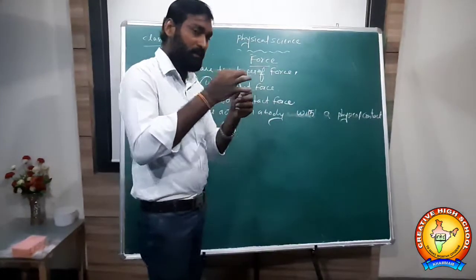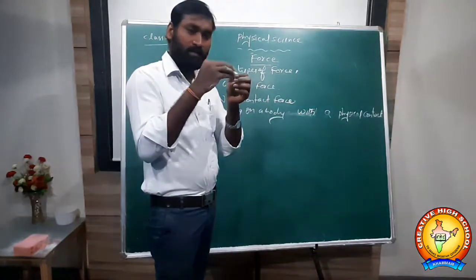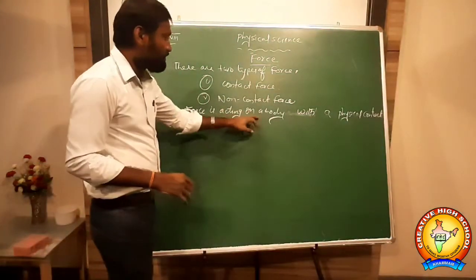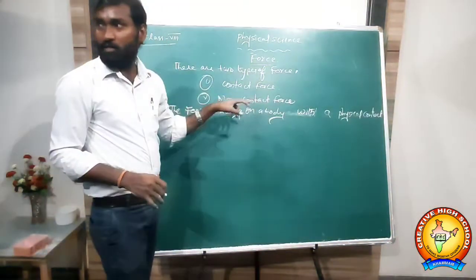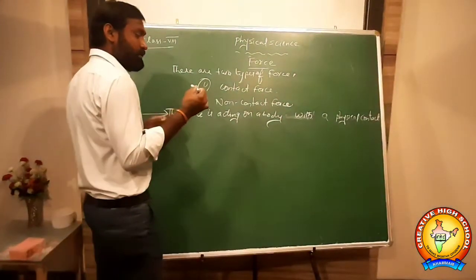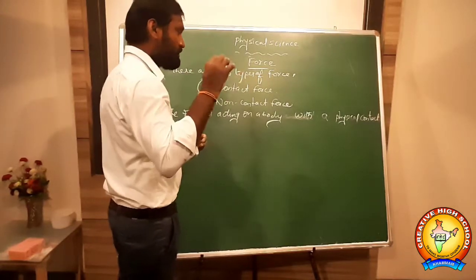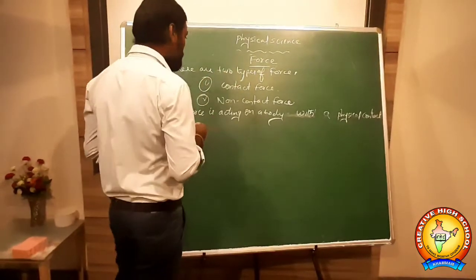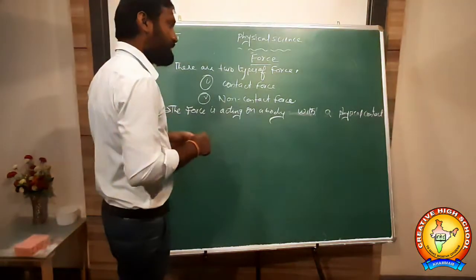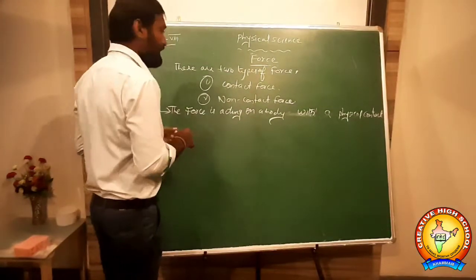For example, if I want to write on the board, there should be a contact between the fingers and the chalk piece. It is a contact force. The force is acting on a body with a physical contact, then it is said to be a contact force. When you are writing with your chalk piece, your fingers touch the chalk piece. It is a contact force. Also, if you want to brush, there should be contact. When you are bathing, there should be contact with your fingers. So all are contact forces.